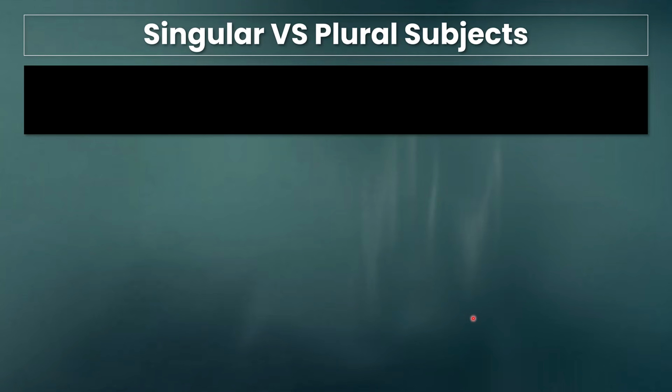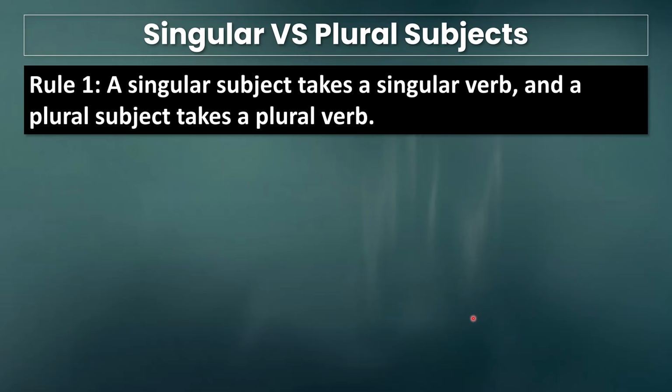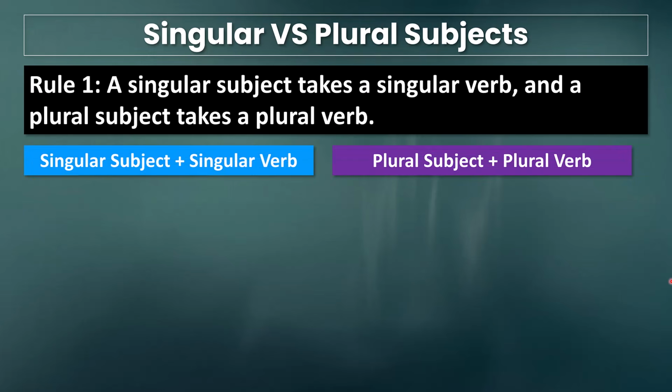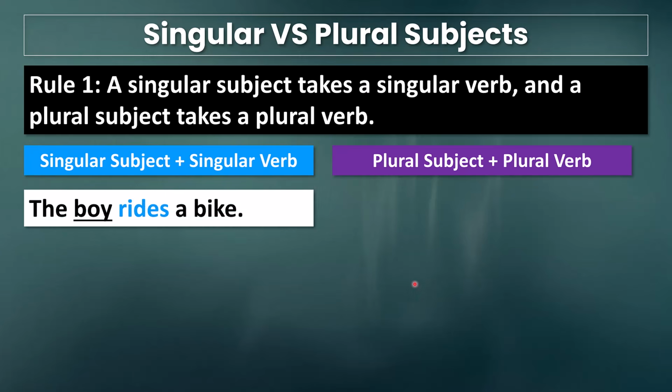We're going to begin with singular versus plural subjects. So rule number 1 is that a singular subject takes a singular verb and a plural subject takes a plural verb. So let's look at some sentence examples. The boy rides a bike. So boy is a singular subject, and therefore we have a singular verb, rides.